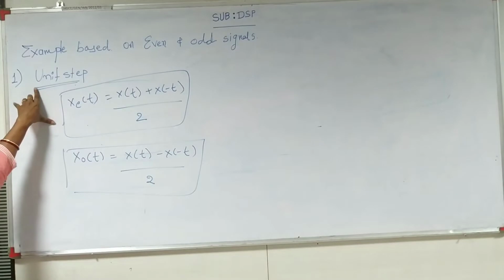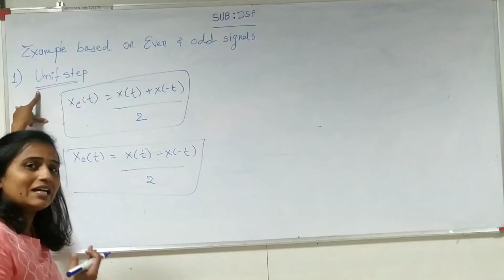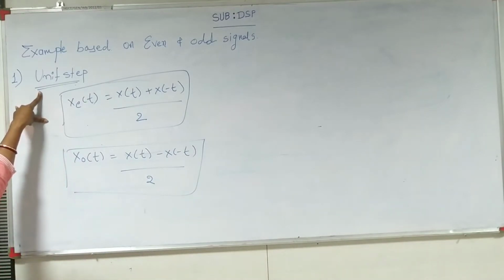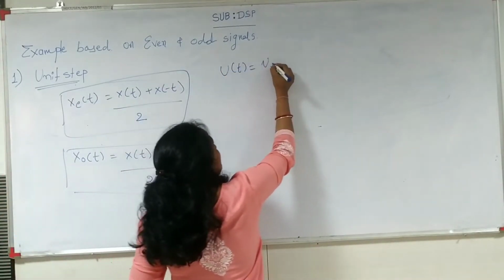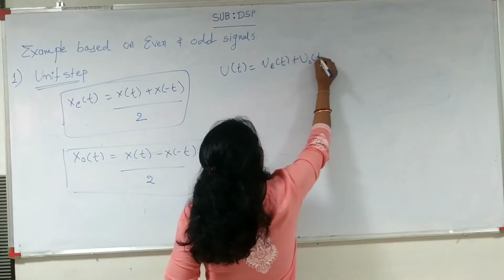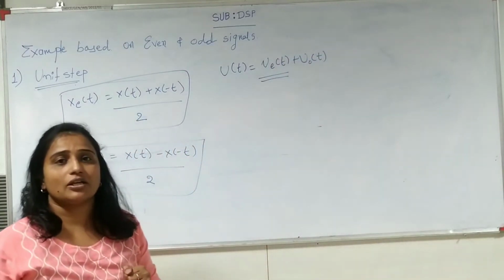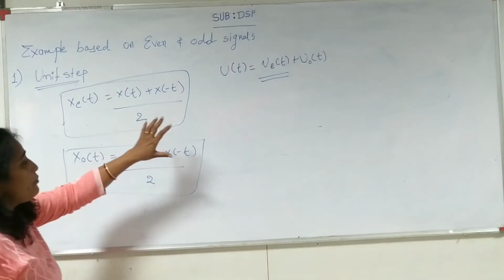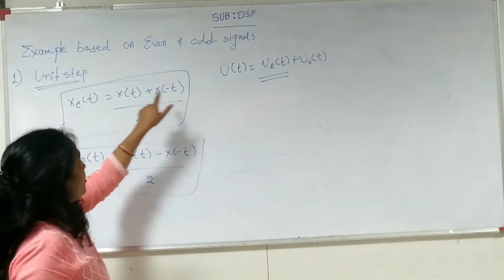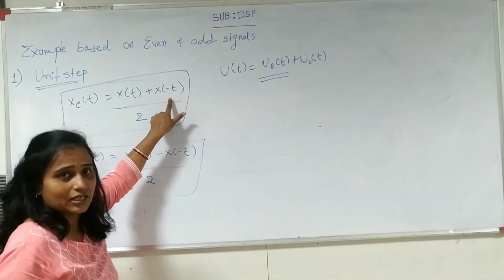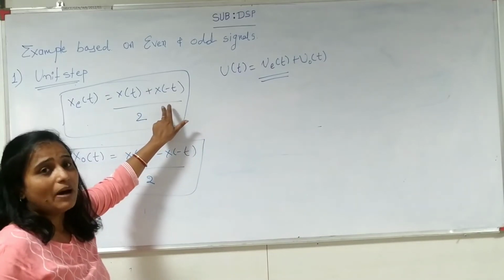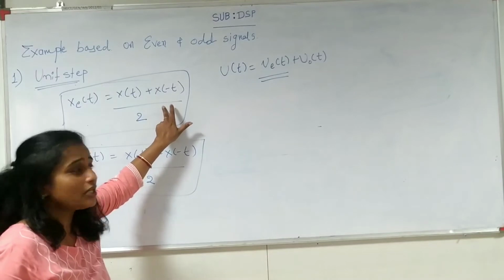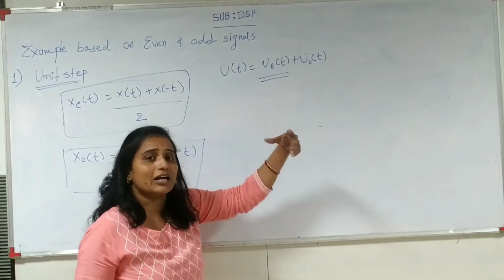This is the formula for finding the even and odd components. As we know, the unit step is neither an even signal nor an odd signal, which means it has both even and odd components. So we are finding the even and odd components of the unit step. We put the values of u of t and u of minus t into this equation. But we cannot find this value mathematically, so we find the even and odd components in a graphical way.